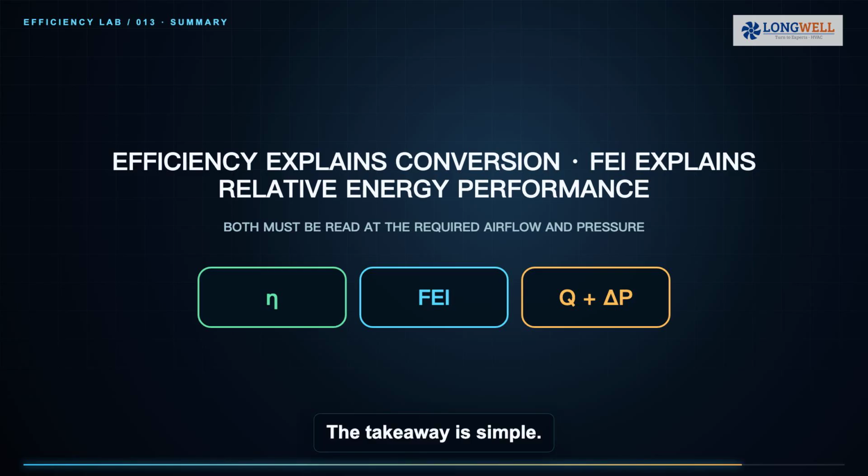The takeaway is simple. Efficiency tells you how much input becomes useful air power within a defined boundary. FEI tells you how the complete electrical fan system compares with a standardized reference at one duty point. Neither replaces the fan curve. Put the required airflow and pressure first, then compare power across the real operating range.